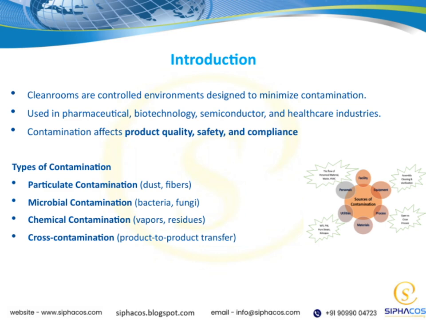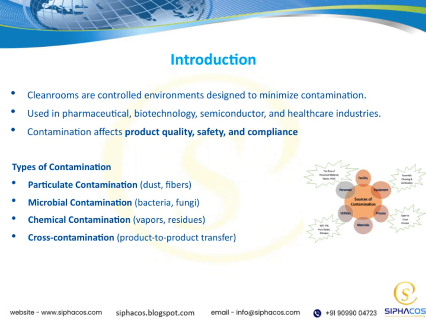Next, microbial contamination involves bacteria and fungi, microorganisms that can grow and cause serious safety concerns. Then, there's chemical contamination, which includes vapors and residues from chemicals used in manufacturing processes. These can be invisible but highly damaging. Lastly, we have cross-contamination, which occurs when a product transfers contaminants to another product, either directly or indirectly.